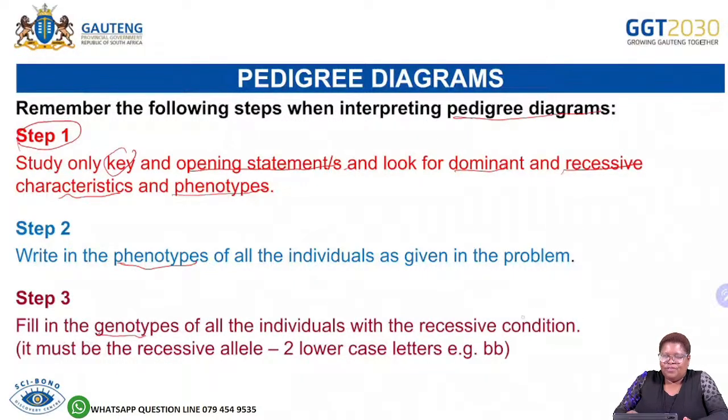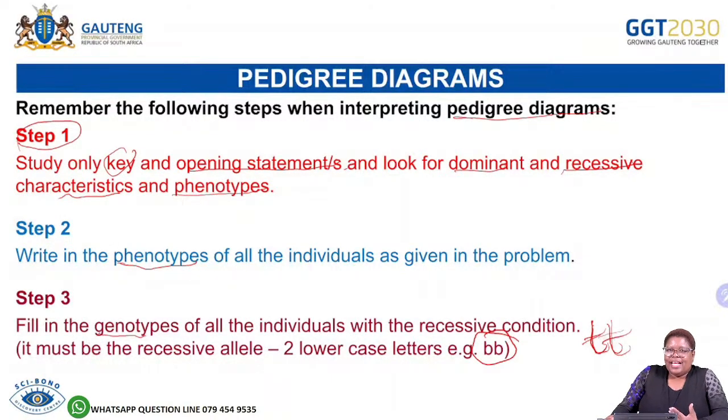Now, with recessive condition, what does that mean? It must be the recessive allele. Now, how do you see that these alleles are recessive? They can be represented in lowercase. For an example, when you talk about the height, it can be recessive, small letter tt. So the letters should be in lower case and all of them should be homozygous.